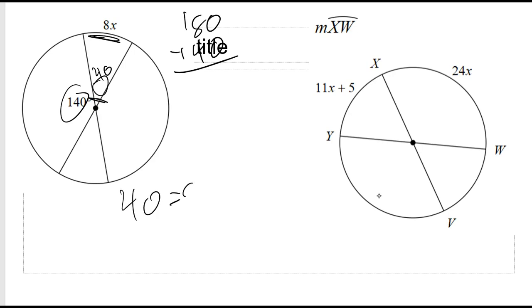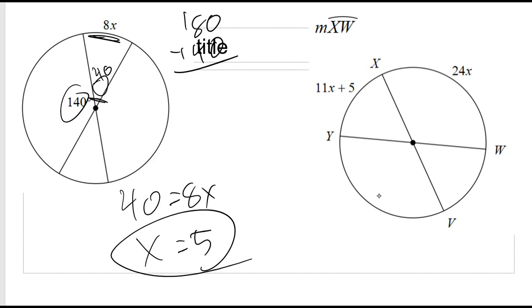So I know that 40 equals 8x. Simply divide, and I get x equals 5. So that's what I know in the left one. I figured out that it was 40 degrees. Use that knowledge to equal it.